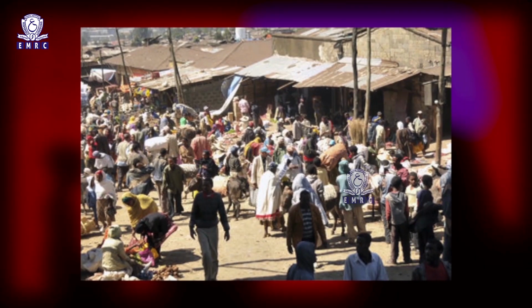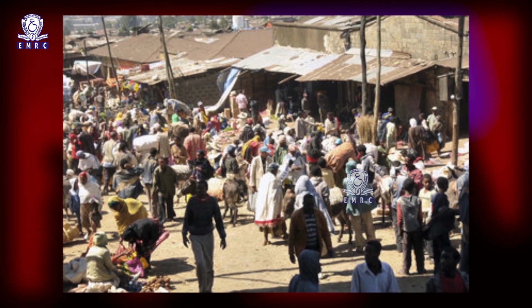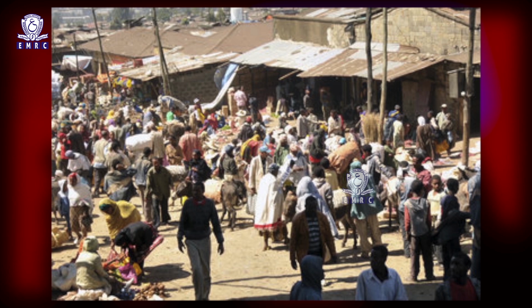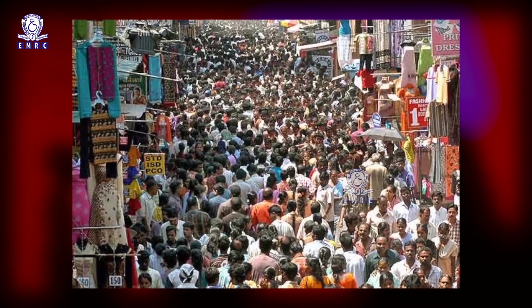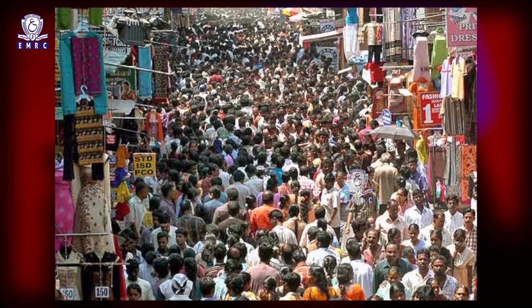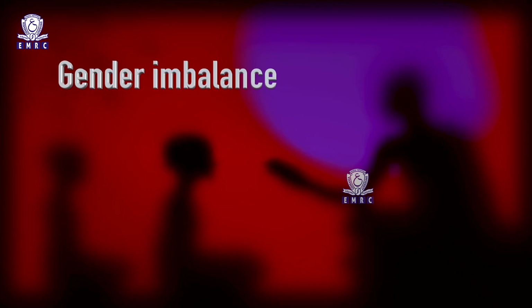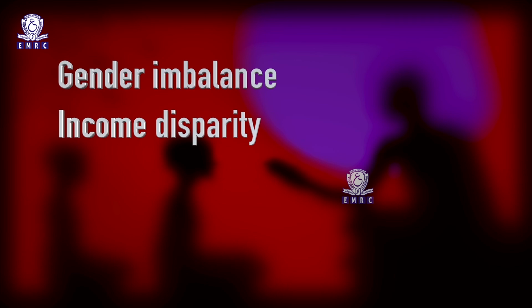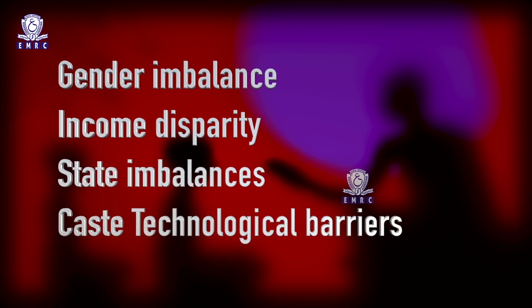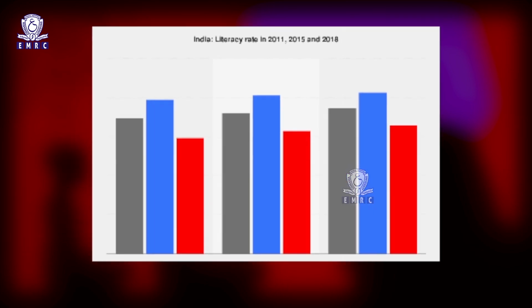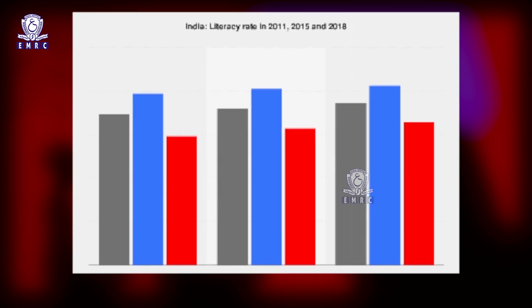Although there is an achievement of increasing the literacy rate given the larger population, however, it cannot be ignored that 1 in every 4 people in the country is illiterate and he or she cannot read or write. There are many reasons contributing to the issue. There is gender imbalance, income disparity, state imbalances, caste and technological barriers, which lead to the illiteracy rate in the nation.